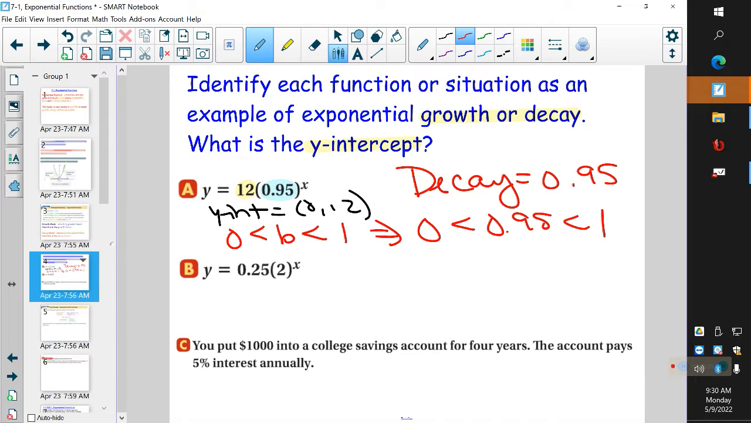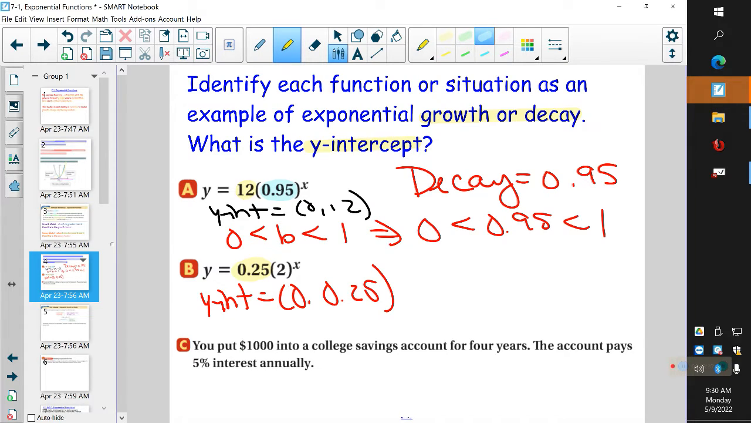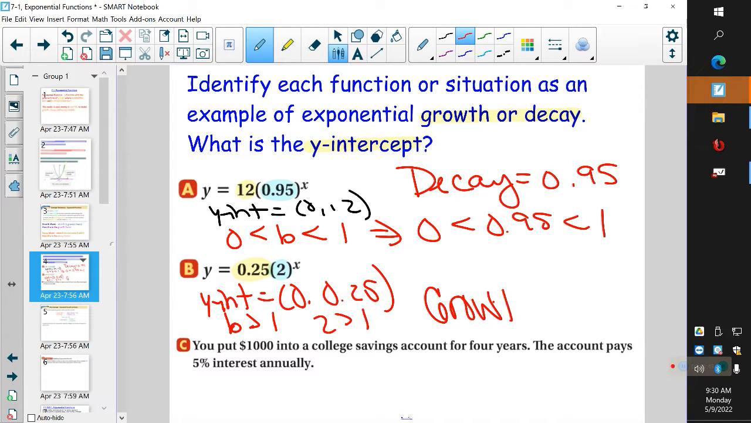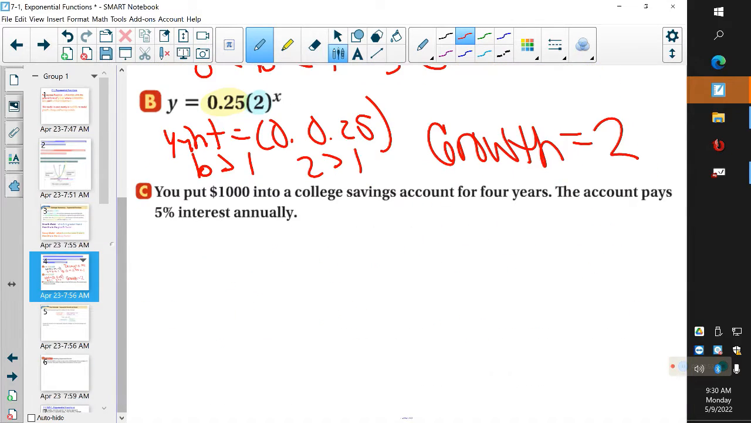Okay? Next one. So right here, I'm going to have my y-intercept. My y-intercept is going to be the ordered pair 0, 0.25. And then I'm going to next look for growth or decay. Well, that is going to be my b value greater than 1 because 2 is greater than 1. So I'm going to have a growth, and my growth factor is going to be 2. Okay? Next one down here.